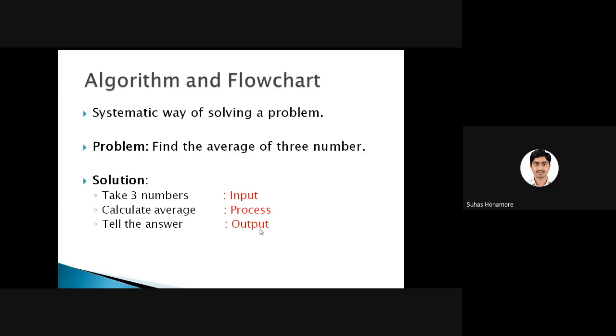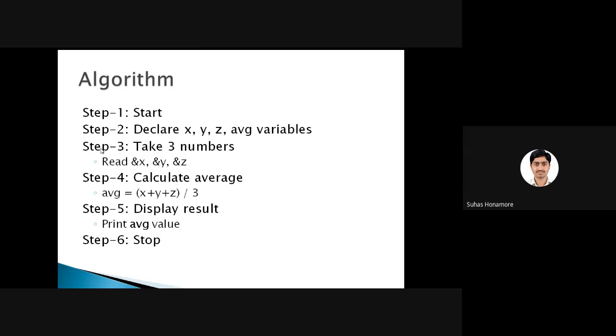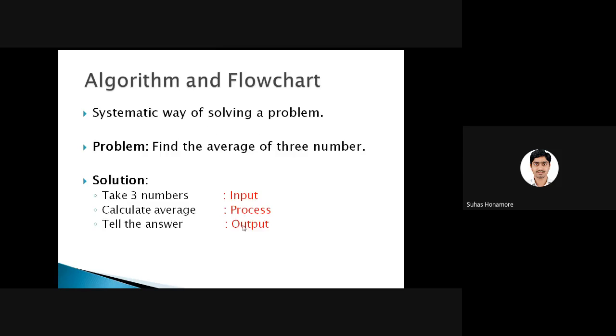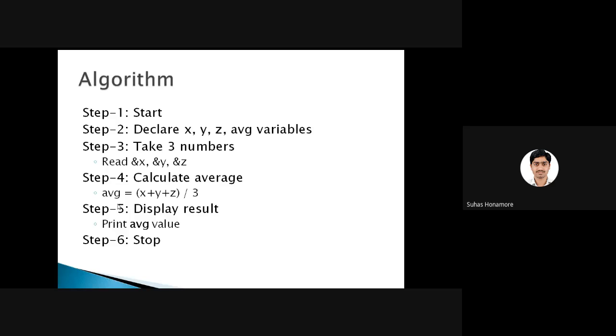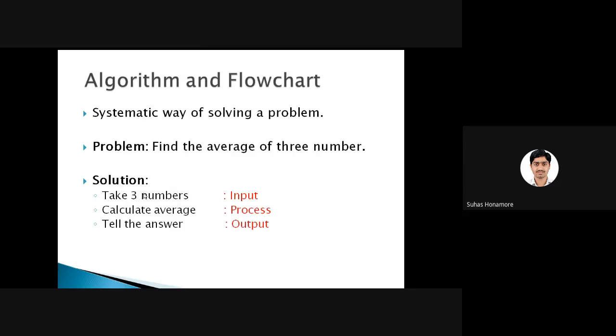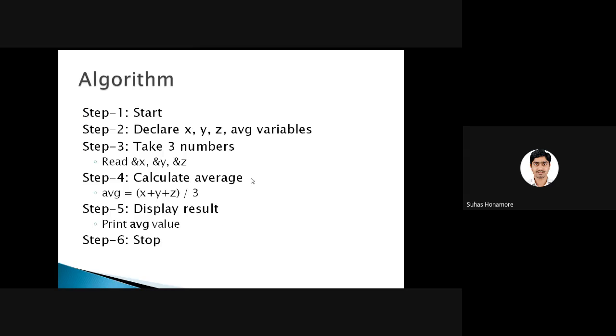Depending on these three things, in an algorithm we write them systematically as some steps. These three steps, input, process, and output, are here as steps number 3, 4, and 5. Here you are reading the input, that is the x, y, z variables, three variables. This problem was for identifying the average of three numbers. So we read x, y, z, then calculate the average: avg equals x plus y plus z divided by 3. You got the average, then you display it. These are the three steps we normally do.